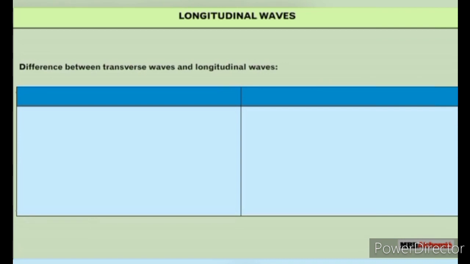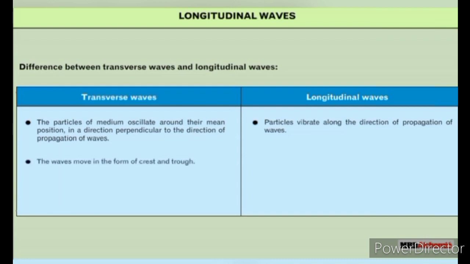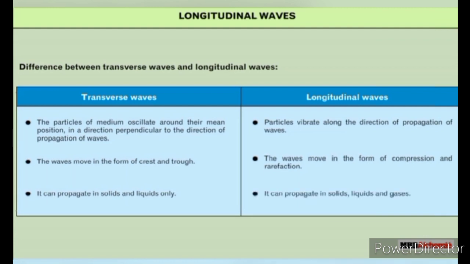This table gives the difference between transverse and longitudinal waves. Transverse waves: the particles of the medium oscillate around their mean position in a direction perpendicular to the direction of propagation of waves. Longitudinal waves: particles vibrate along the direction of propagation of waves. Transverse waves: the waves move in the form of crest and trough. Longitudinal waves: the waves move in the form of compression and rarefaction. Transverse waves: they can propagate in solids and liquids only. Longitudinal waves: they can propagate in solids, liquids and gases.